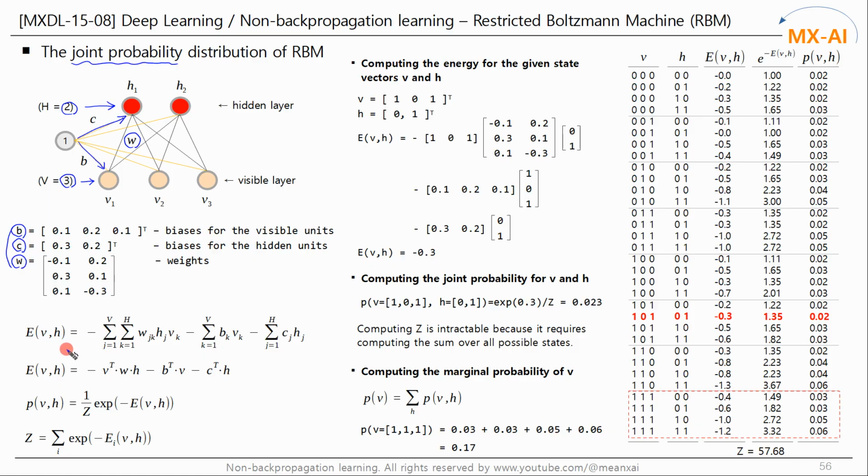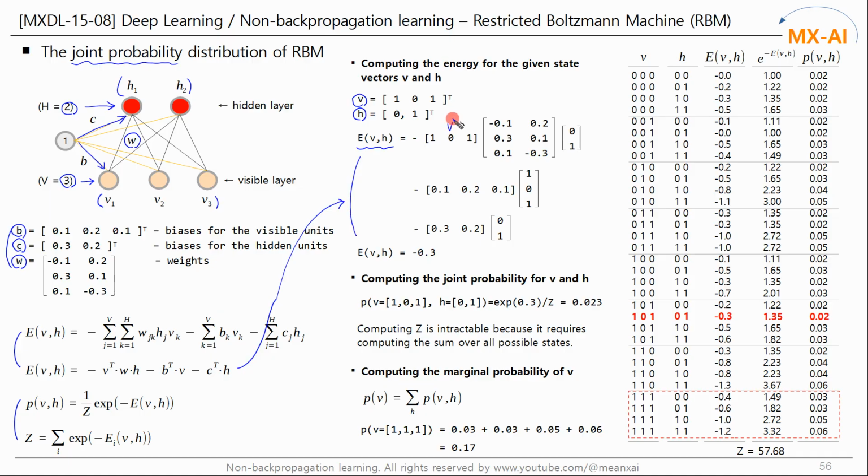As with the Boltzmann machine, the energy function is defined as follows, and the Boltzmann probability distribution is defined as follows. Let's compute the energy for the given state vectors v and h. Let the vector v input to the visible layer be 1, 0, 1. And let the vector h output from the hidden layer be 0, 1. Using this formula, we can compute the energy for given v and h as follows.